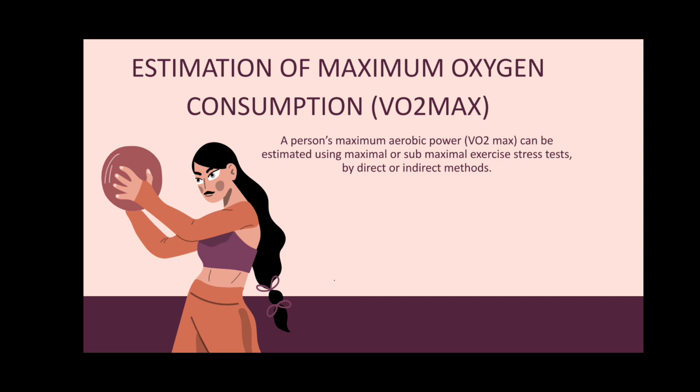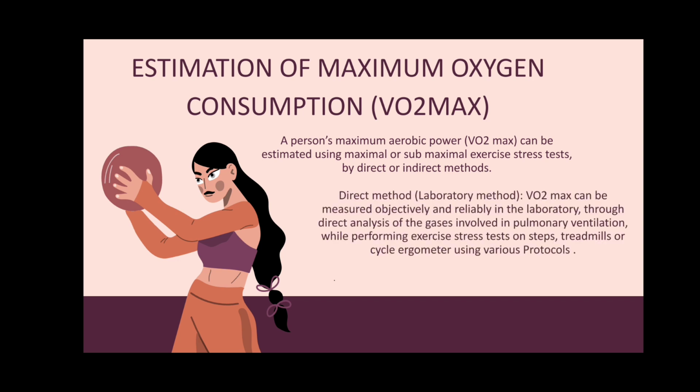And there are two methods. The first one is the direct method and the second one is the indirect method. The direct method is also called the laboratory method. In this method, VO2 max can be measured objectively and reliably in the laboratory through direct analysis of the gases involved in pulmonary ventilation while performing exercise stress tests on steps, treadmills, or cycle ergometer using various protocols. There are specific protocols for treadmills, step tests, and also for bicycle ergometer.